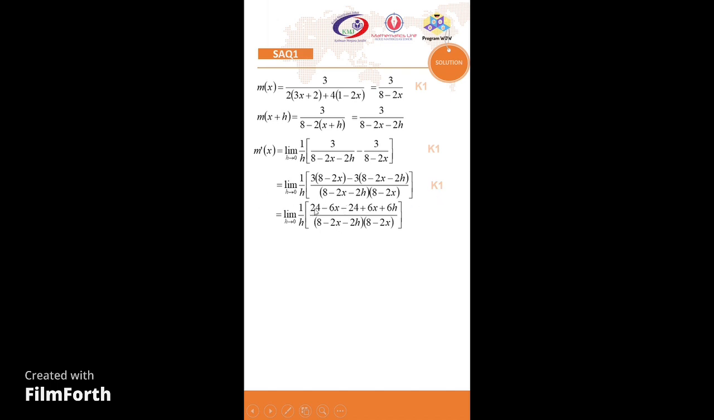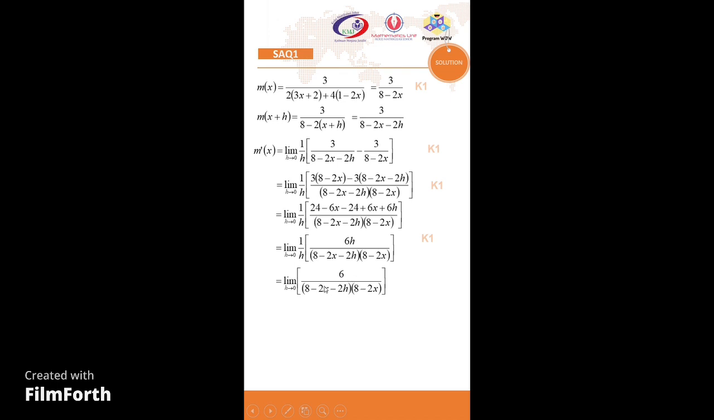And then the numerator you need to expand and simplify, and then you will get 6h as the numerator. Meanwhile, for the denominator you don't have to expand, you just stay with the factorized form. If you simplify, you will get the next mark. And then you simplify the h, so h divided by h, so you will have 6 only.